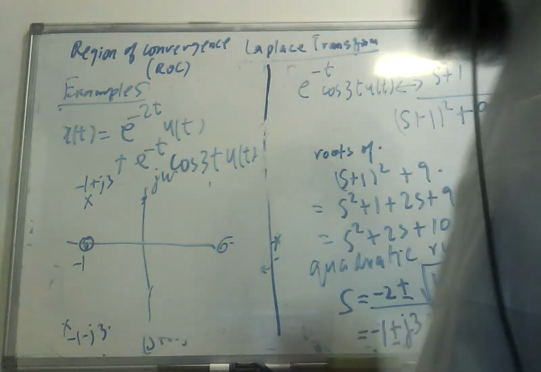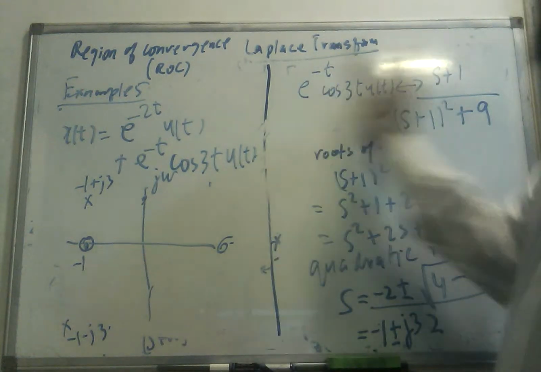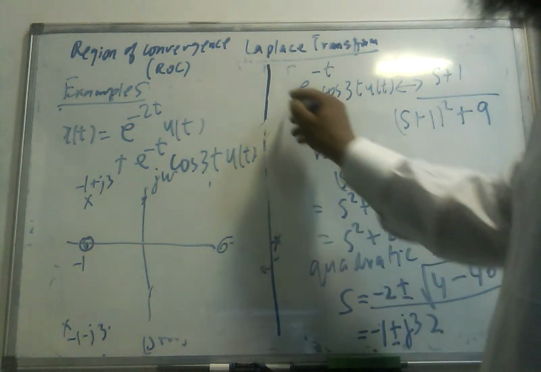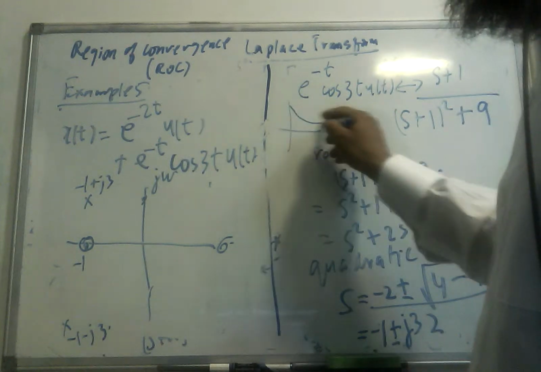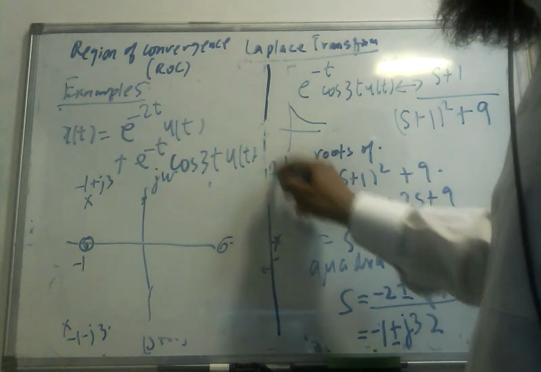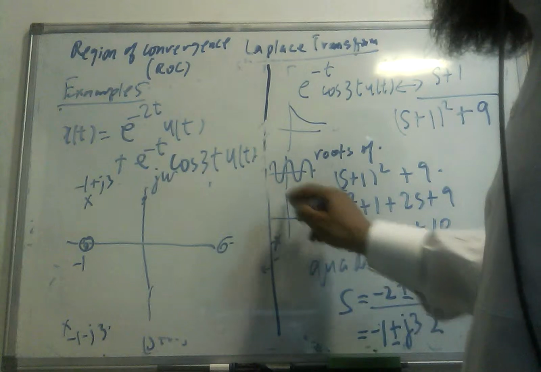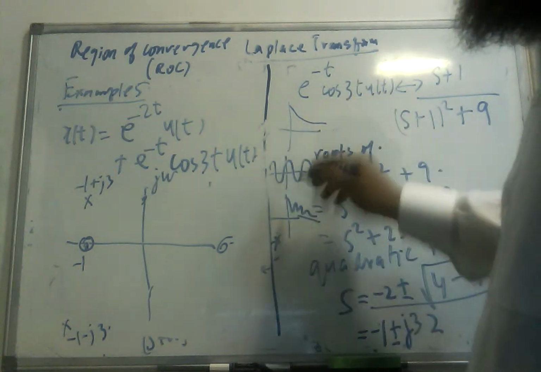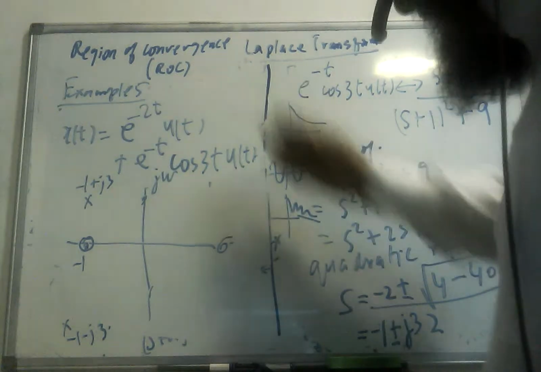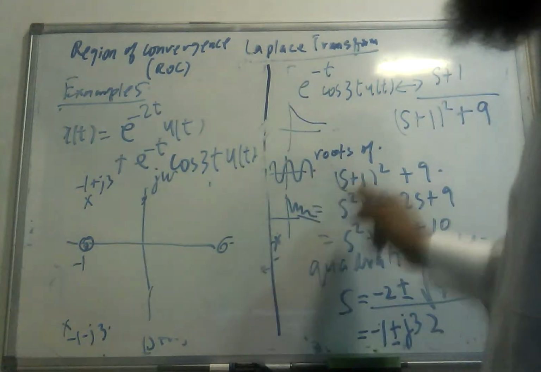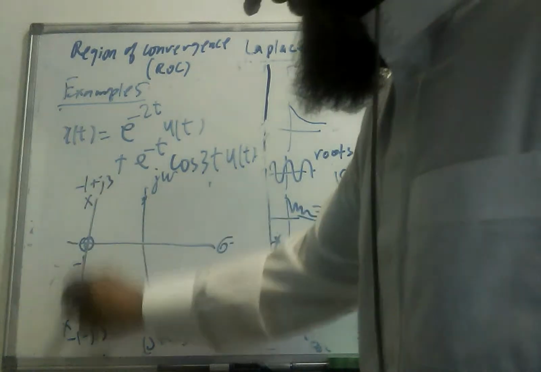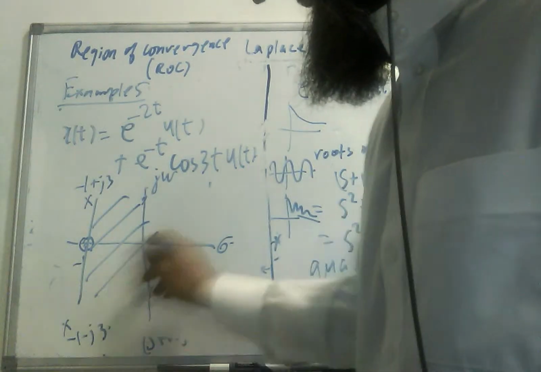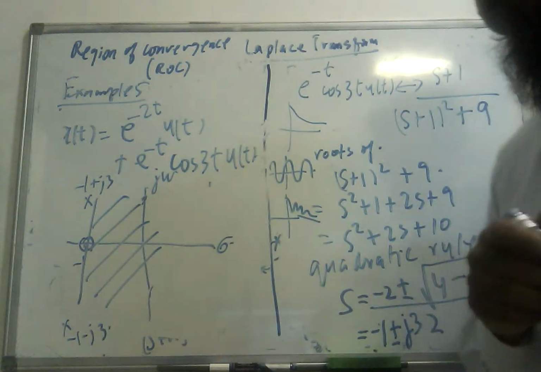And the region of convergence, because this is also towards the right, this function is like e raised to the minus at and cosine. It is a cosine function coming exponentially down. So this is towards the right, so the region of convergence will be on the right hand side. All right.